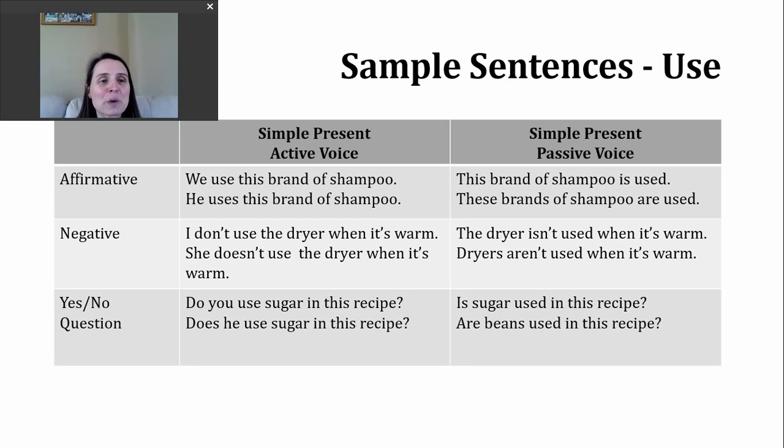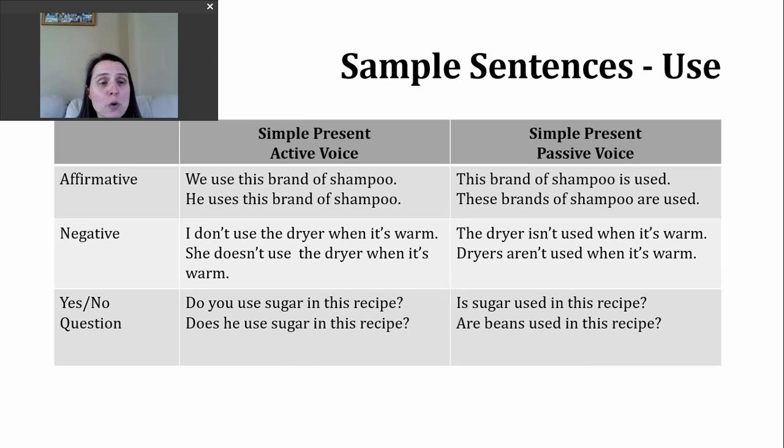In the negative, we're going to use do not or does not and the base verb to have an active voice sentence. I don't use the dryer when it's warm. She doesn't use the dryer when it's warm.